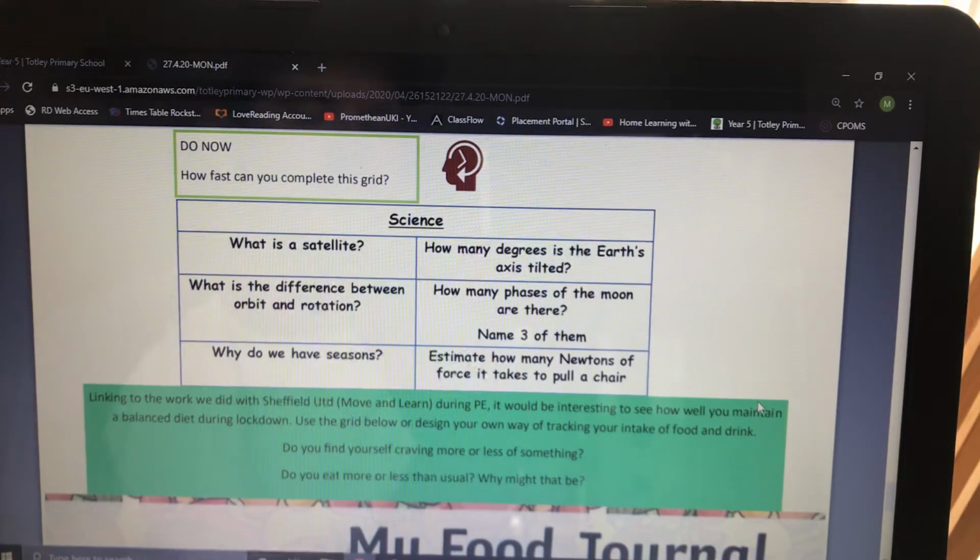Estimate how many newtons of force it would take to pull a chair. I would say if you estimate anything between 15 and 20, I think that's fair. I mean, it depends what surface it's on. If it's on a thick carpet, it might need more like 25. Or it might depend where you pull it from, the top of the chair, the bottom of the chair. I'm going to say anything between 15 and 20 newtons is a fair estimate for that.